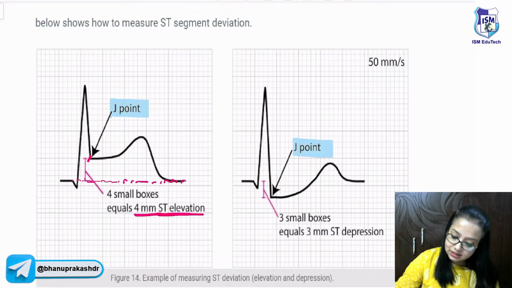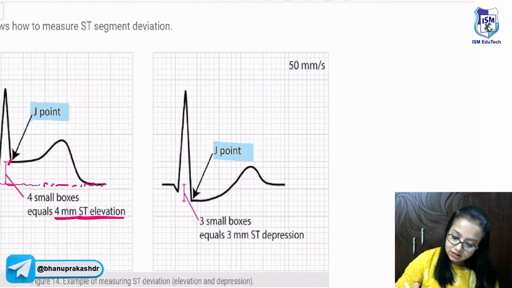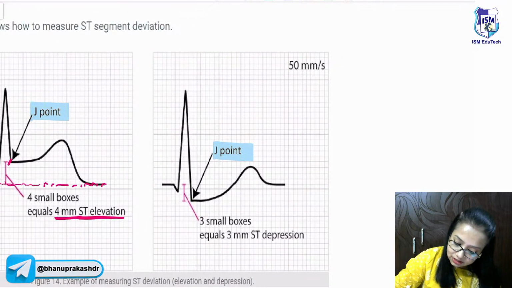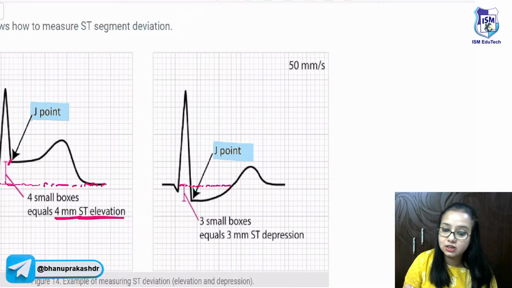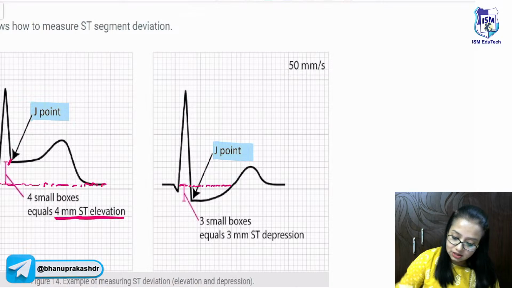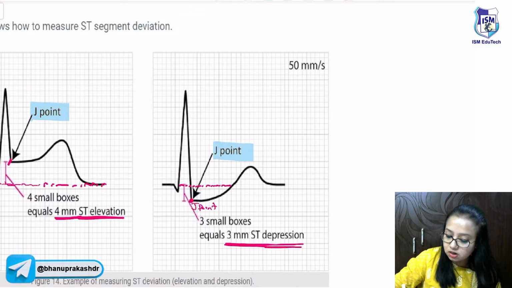Another one, as seen in case of ST segment depression. Again, see, this is the isoelectric line, right? It should be here. So here you see the ST segment. This is the J point. Here, the ST segment has gone down below the isoelectric line by 3 millimeters, like 3 small boxes.